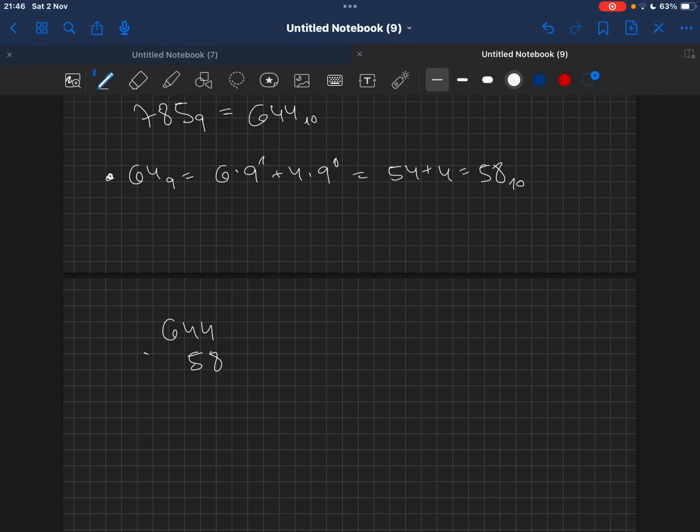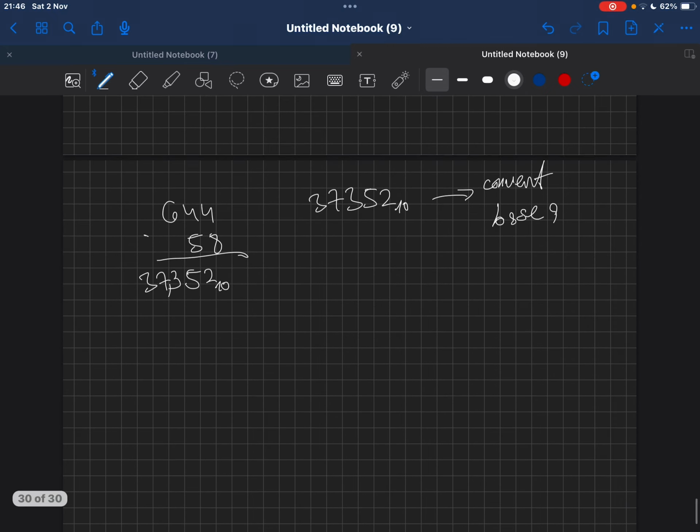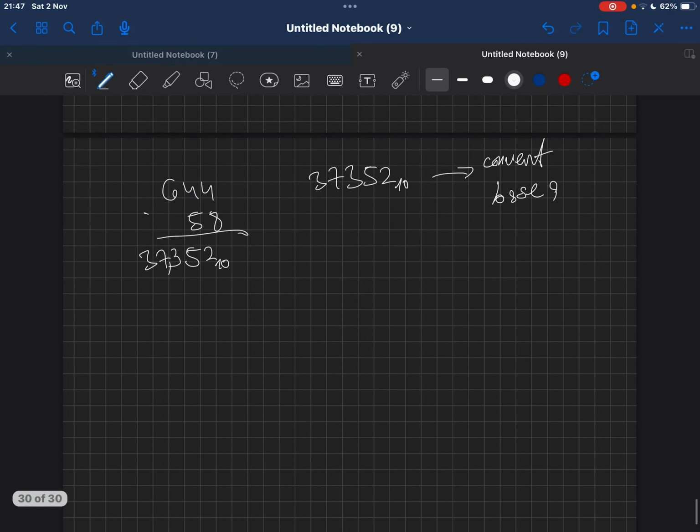Now we will do the multiplication, 644 times 58. This one I won't do slowly, I'll just tell you the result, because you know multiplication in base 10. So it is 37,352, in base 10. Now let's take this result and convert it to base 9, which is the base we want to show the result in.